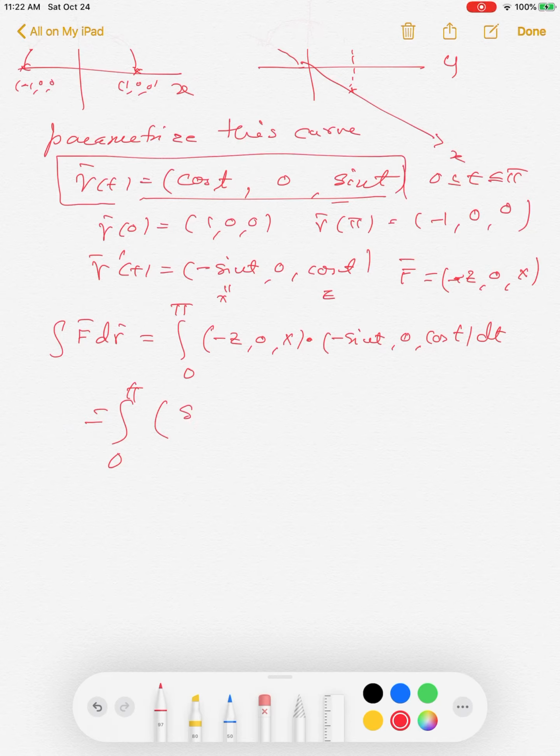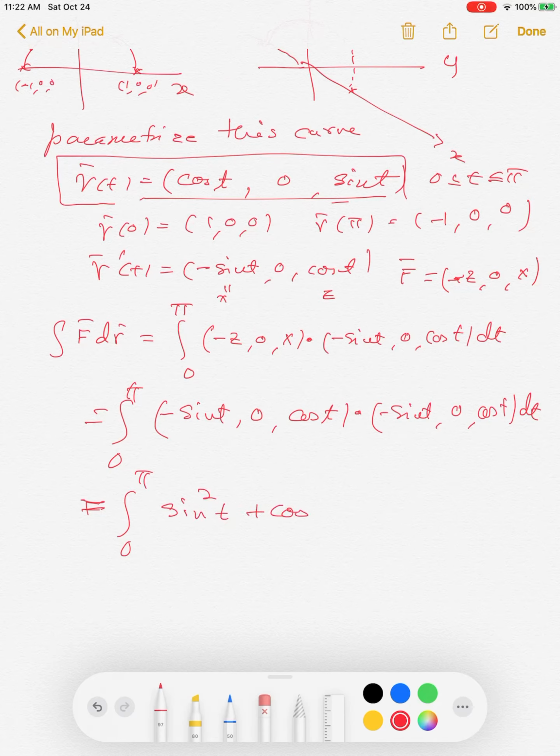Now you write what z is. Here is your parameterization, so z is sine t. So it's (minus sine t, 0, cos t) dotted with (minus sine t, 0, cos t) dt. So it's going to be the integral from 0 to pi of sine square t plus 0 plus cos square t. This is very nice and easy. Cos square plus sine square is 1. So the answer will be simply the integral from 0 to pi of 1 dt, which is pi.